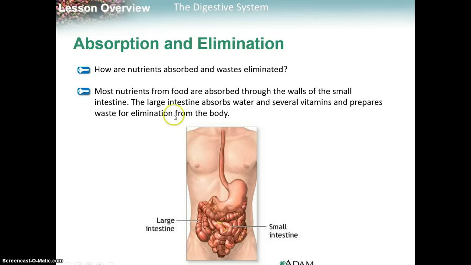Most of the nutrients from your food are absorbed through the walls of the small intestine, which we're going to look at. And then the large intestine absorbs most of the water and some vitamins and prepares your body for good old waste elimination.